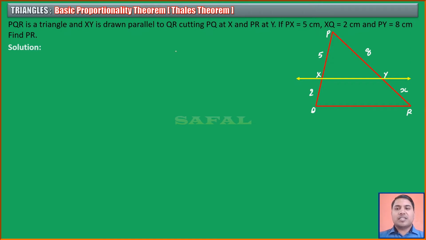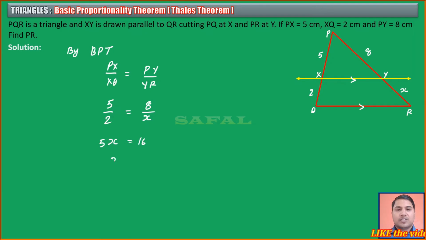So just now we studied Thales theorem. So I know that XY is parallel to QR. So I can write by BPT, in short, basic proportionality theorem, I can see that PX by XQ should be same as PY by YR. Now PX is 5 unit, XQ is 2 unit, PY is 8 unit, and YR is small x we have taken. So this will become 5x equals 8 into 2, just 16. So x becomes 16 by 5. So that becomes 3.2 centimeter.